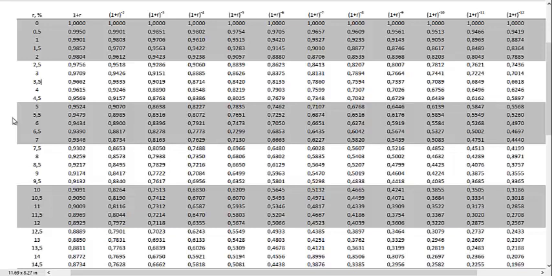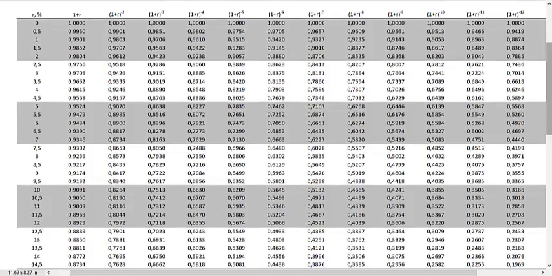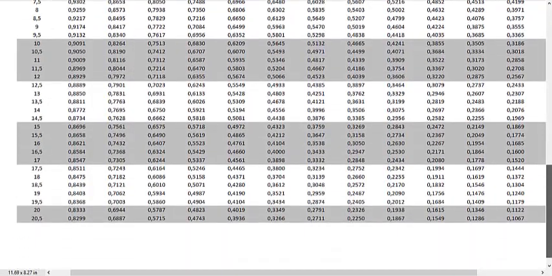Hi, in this brief video I'm going to show you how to use a present value table. All these numbers that you see in this huge table are discount factors. Okay, so the first column on the left, as you see, represents the yield from 0 to basically 0.5, 1, 1.5%, all the way to, as you can see here, 20.5%.